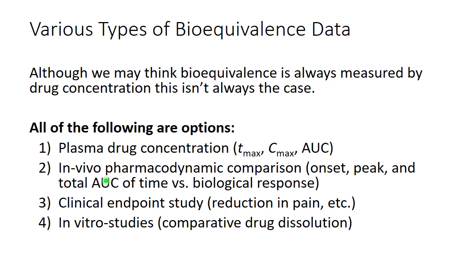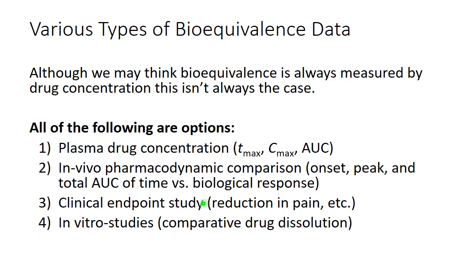Sometimes it is allowed. Generally, it's preferred to start with number one. Number one is more direct, right? But you're going to find out that some of these other things are acceptable in many cases. A clinical endpoint study, reduction in pain, etc. That might be the main measure we're using to show bioequivalence.